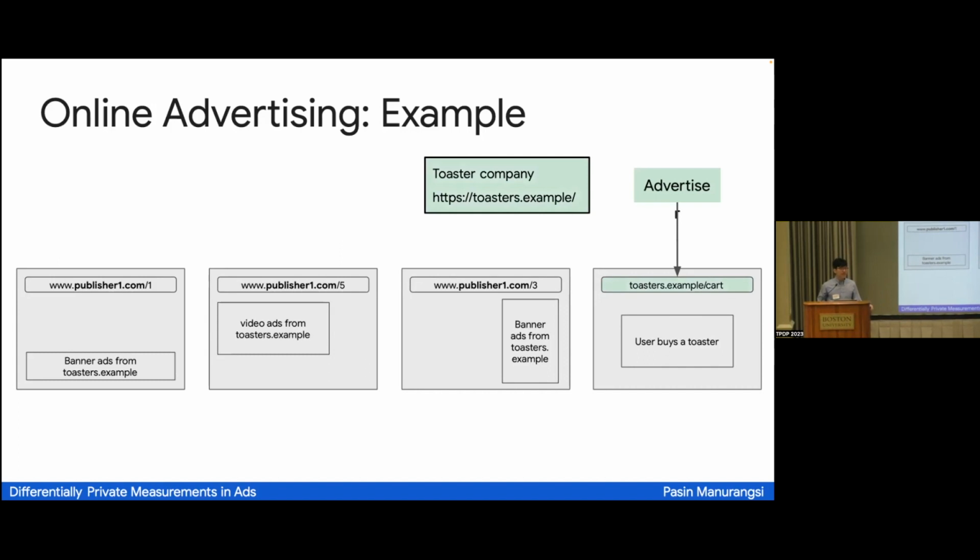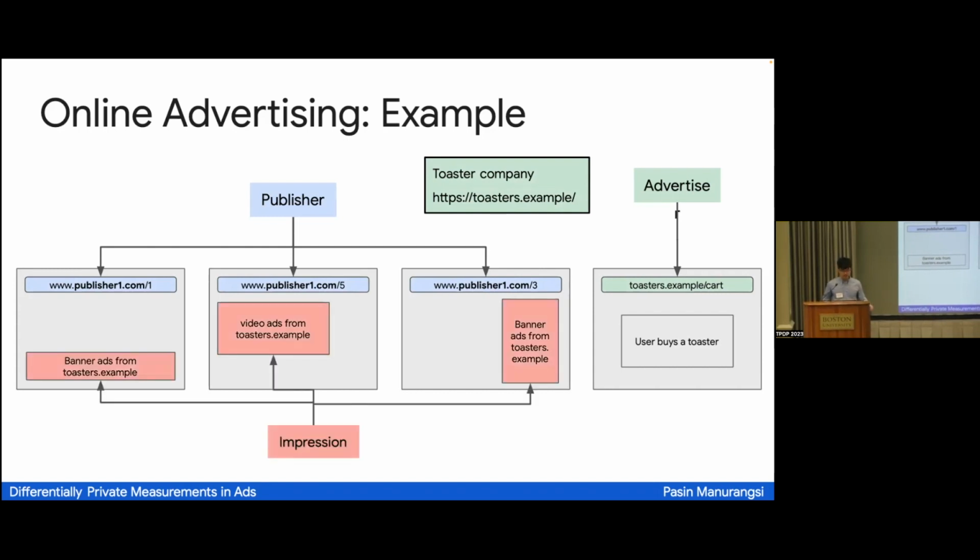So in this case, since the toaster company is the one paying to show the ad, we are the advertiser. And the publishers are the websites that are showing these ads. In this case, it's publisher1.com. Each ad that is shown to the user can be considered an impression. And finally, the action of the user buying a toaster is considered to be the conversion.